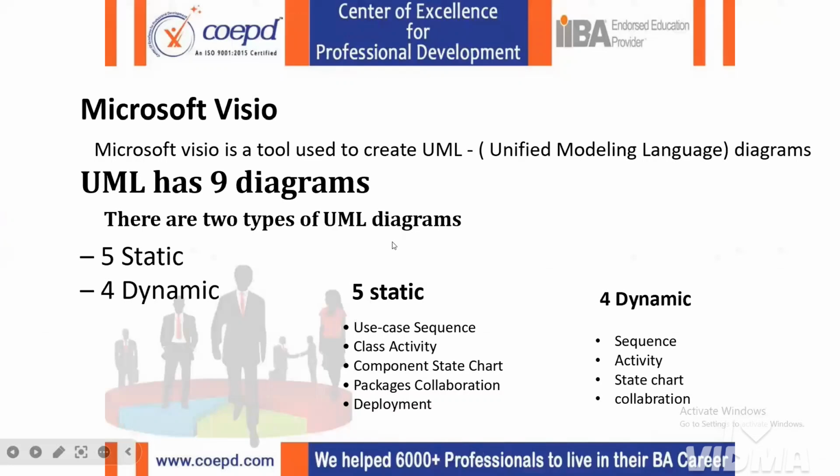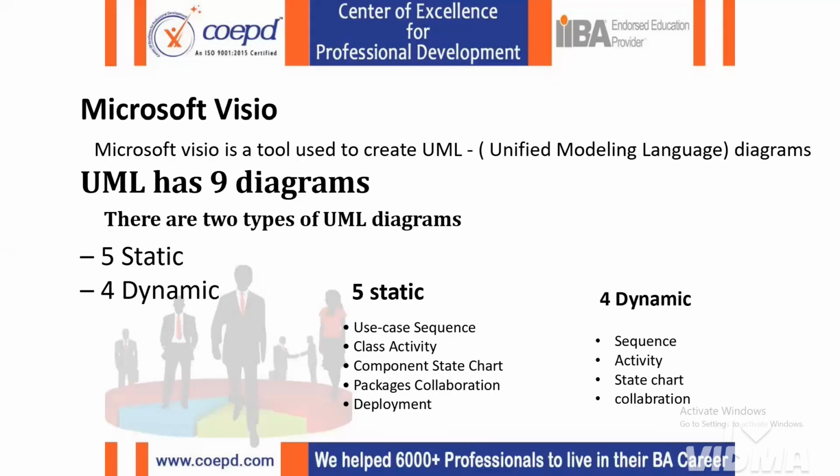Okay. So I just want to explain MS Visio for today. This MS Visio tool is used to create UML, Unified Modeling Language diagrams. In this UML, we have 9 diagrams: 5 static and 4 dynamic. The 5 static are use case, class, component, packages, and deployment. And the dynamic ones are sequence, activity, state chart, and collaboration.